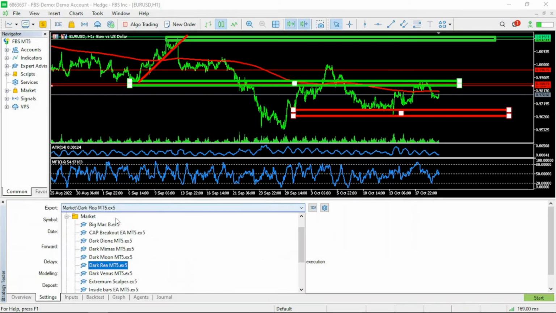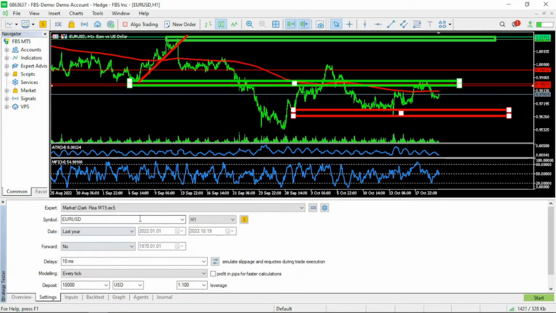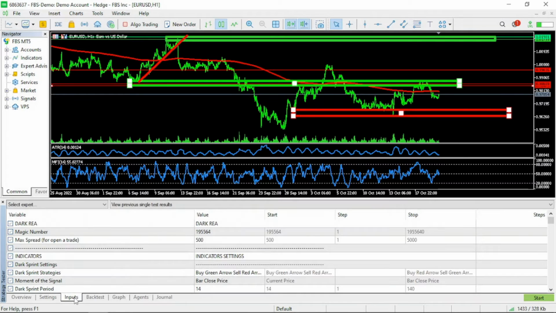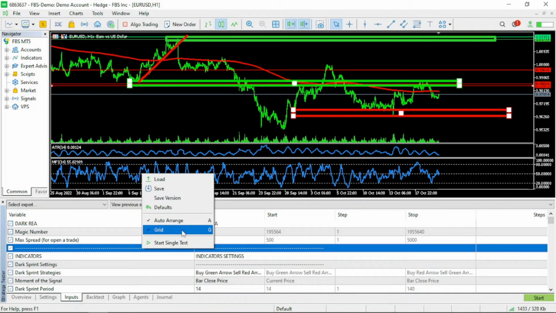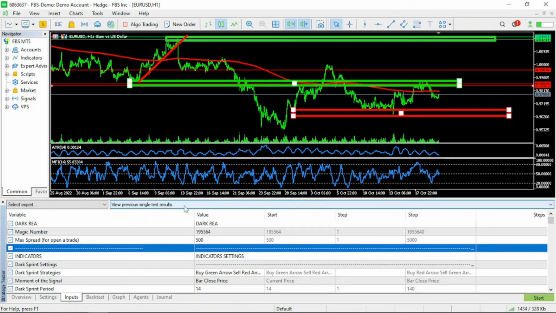Under Experts, I'm going to select Dark Rea. The symbol I'll be using is the EURUSD, and I'm going to select the hourly time frame for our strategy test. Next, I'm going to set the period to the last year. Now that we have set the parameters for the test, I'm going to reset the inputs to default, and we are going to run the Expert Advisor. To do this, simply press Start.